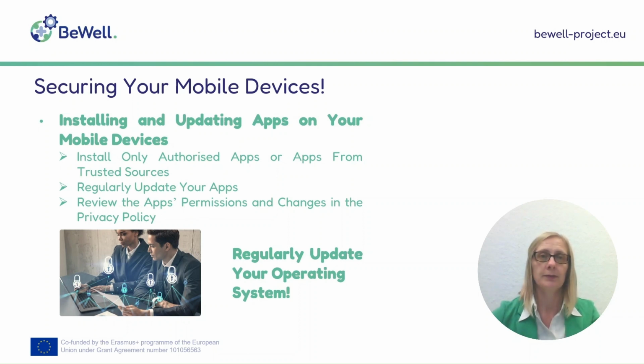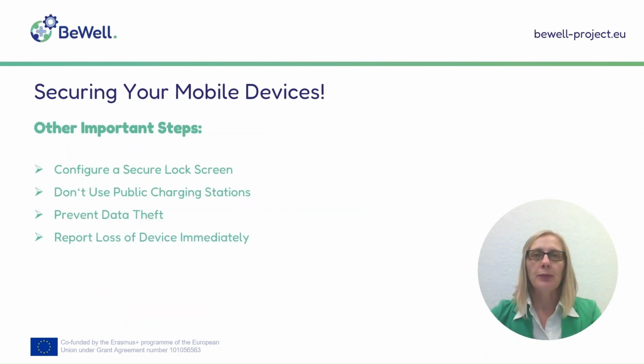Another important step you can take to secure your mobile device is to configure a secure lock screen to prevent unauthorized access. You can use PINs, biometrics, or other authentication methods. Also refrain from using public charging stations, as they can potentially be compromised and used to transfer malware or steal data from your device. We already mentioned that mobile devices can be lost or stolen.